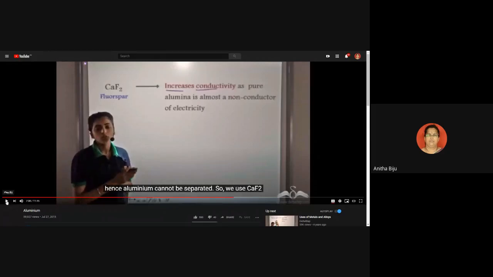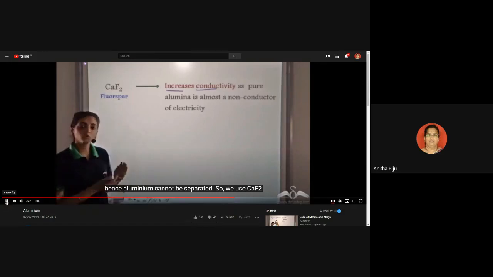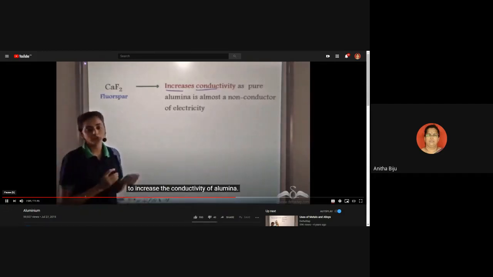So this point you can mention, that is the first role of calcium fluoride: to increase the conductivity of molten alumina, because it itself is a bad conductor of electricity. Write the first point. This is the first point. So we use CaF2 to increase the conductivity of alumina.